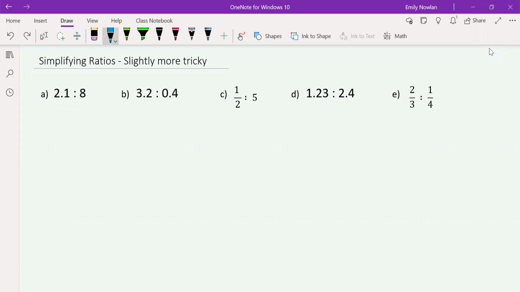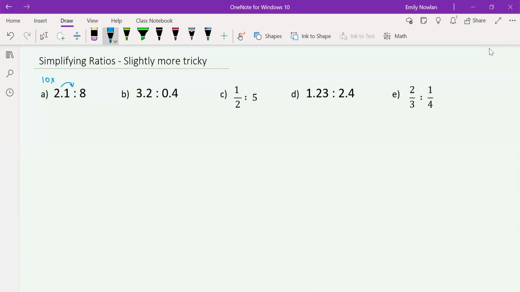Now you can't have decimals in ratios. Ratios need to have whole numbers. So what's the easiest way to turn 2.1 into a whole number? Now the really easy way to turn any decimal that has one decimal place, I should say, into a whole number is just multiply it by 10. So if we multiplied 2.1 by 10, that would move the decimal place 1 point over.